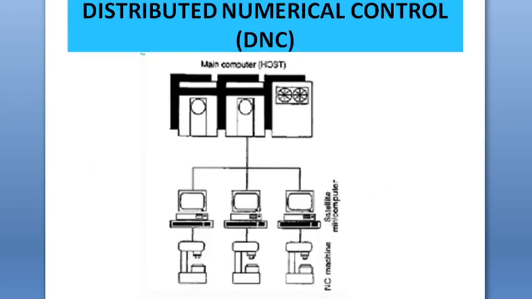DNC also stands for Distributed Numerical Control. A main computer, called the host computer, sends the information to the satellite computer. The satellite computer controls the individual NC machine. This is called Distributed Numerical Control. It reduces the load of the server computer, the main computer.